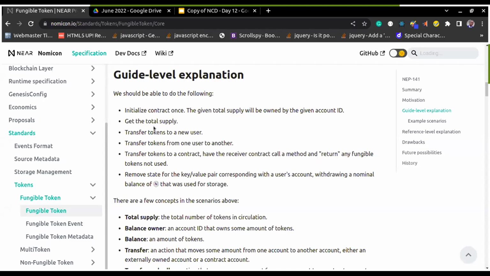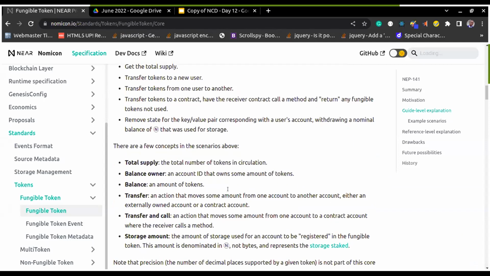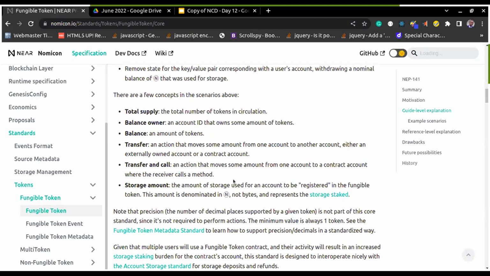So we should be able to get the total supply of the token, transfer tokens to a new user, transfer tokens from one user to another, transfer tokens to a contract, okay, given the wallet address, have the receiver contract call a method and return any fungible token not used. We're going to see again how that is used. Remove state from the key value pair corresponding with the user's account, withdrawing a nominal balance of NEAR that was used for storage. So if, let's say, I deregister from that platform, then whatever is staked for storage should be returned to me. And I think I talked about that in our previous sessions.